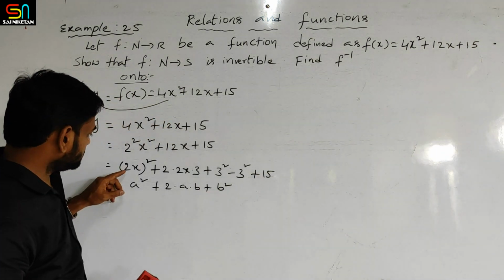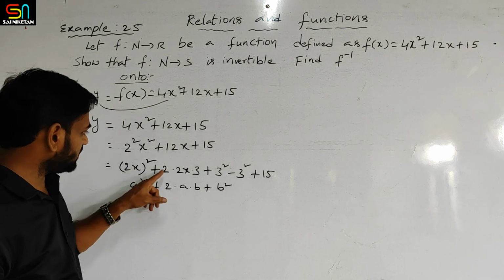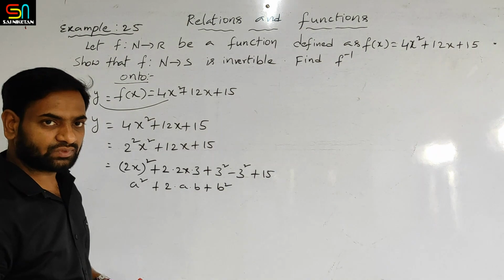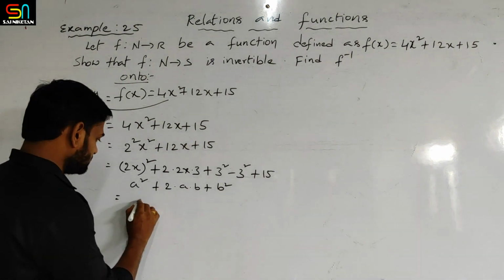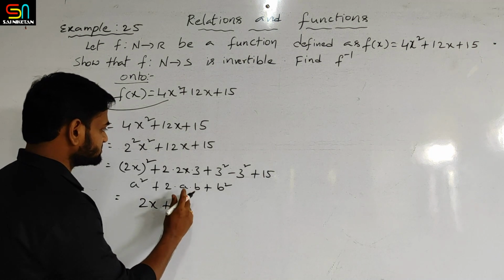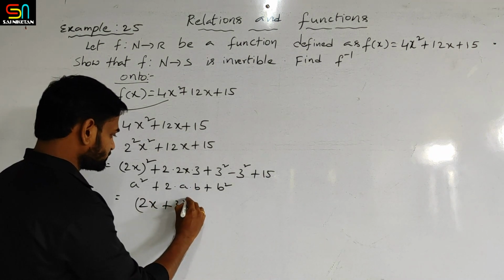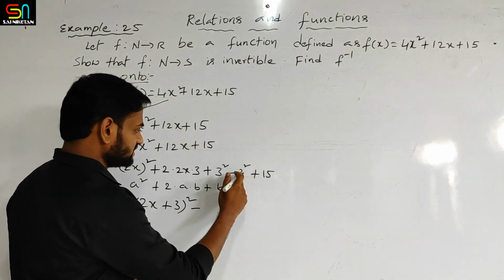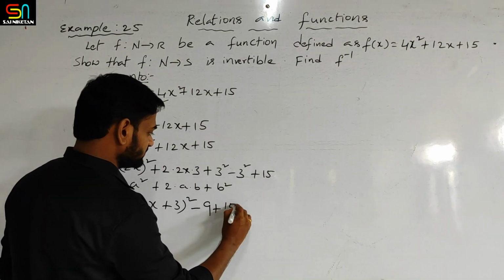Now see, it is in which format? a square plus 2ab plus b square. Now what is the formula? (a plus b) whole square. That is (2x plus, what is the b here? 3) whole square. Now remaining here, minus 3 square is minus 9 plus 15.